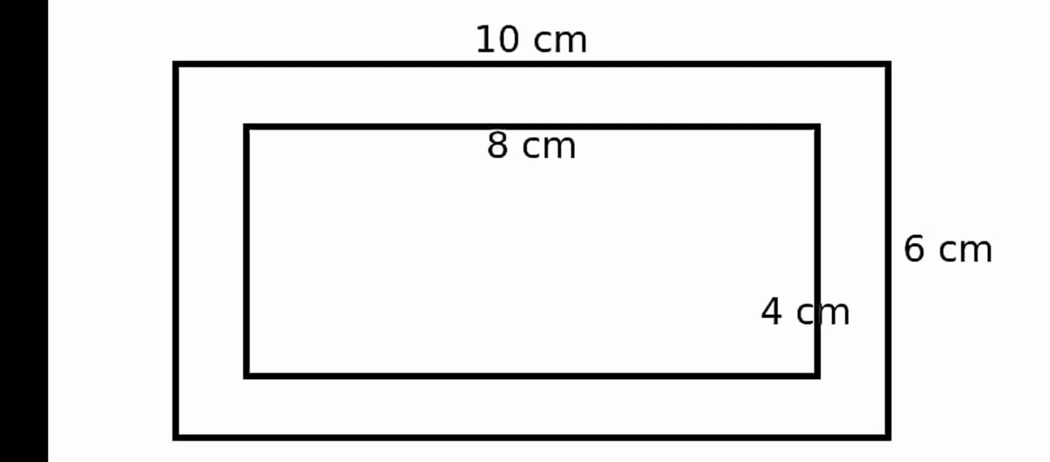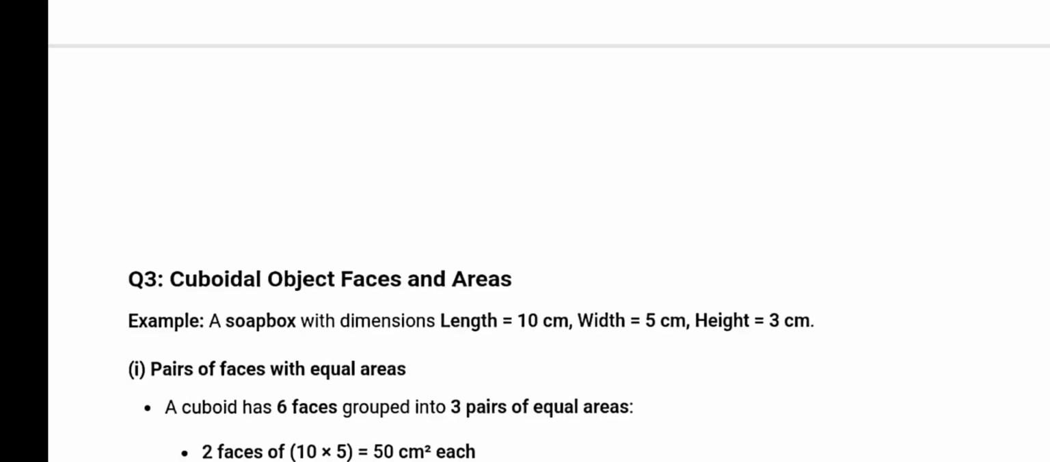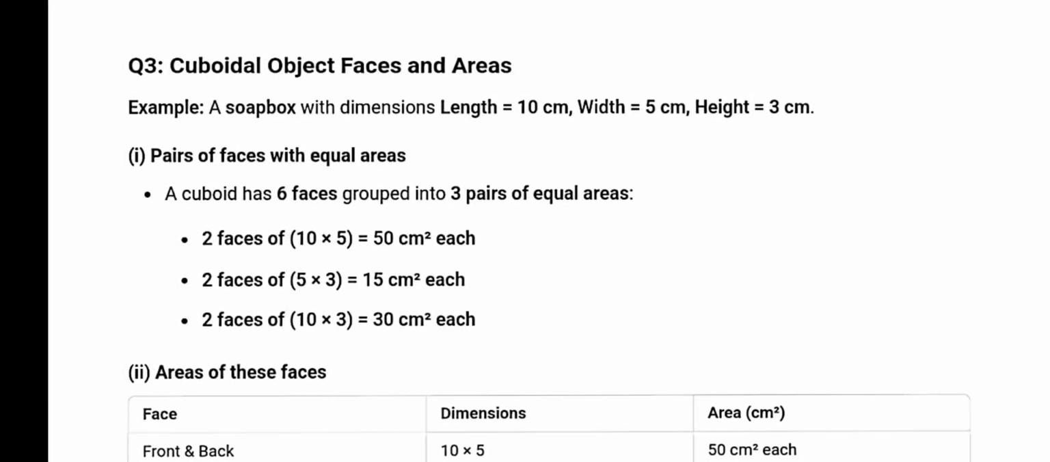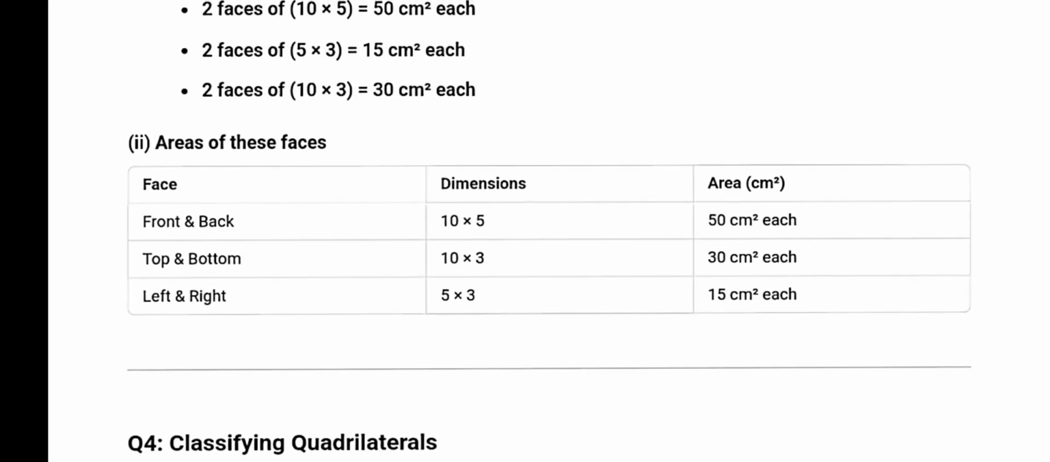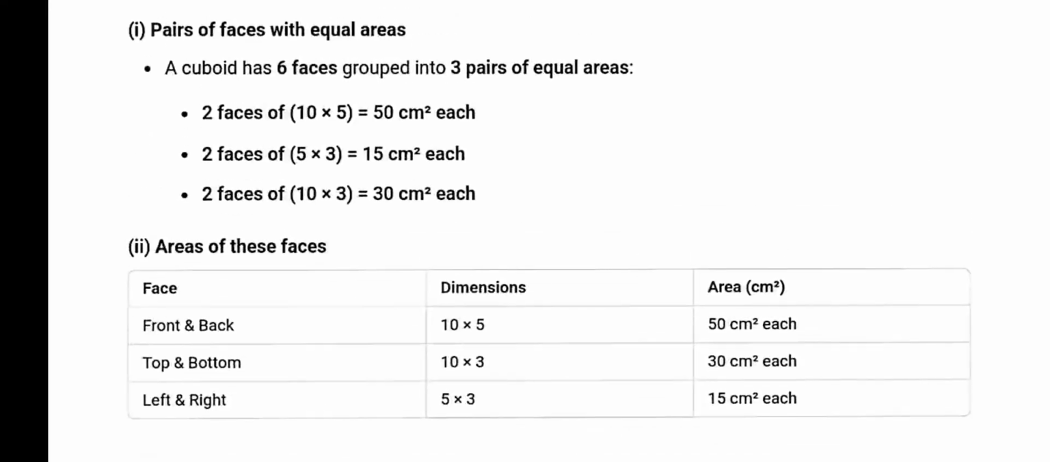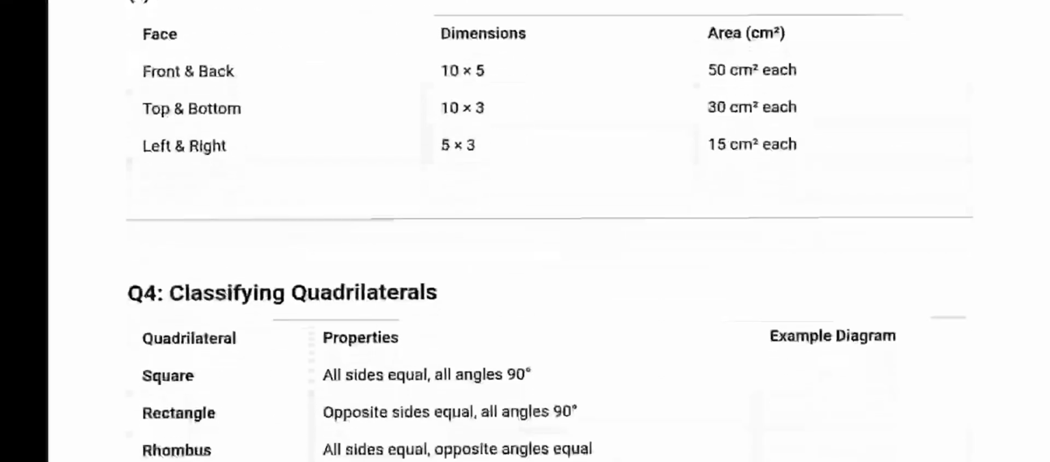Q3. Cuboidal object faces and areas. Example: a soap box with dimensions length equal to 10 centimeters, width equal to 5 centimeters, height equal to 3 centimeters. Pairs of faces with equal areas. A cuboid has 6 faces grouped into 3 pairs of equal areas. 2 faces of 10 times 5 equal to 50 square centimeters each. 2 faces of 5 times 3 equal to 15 square centimeters each. 2 faces of 10 times 3 equal to 30 square centimeters each.